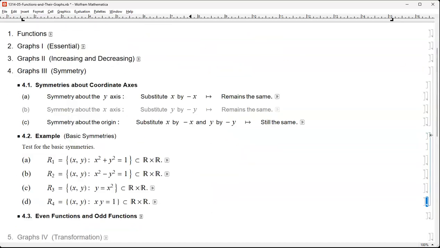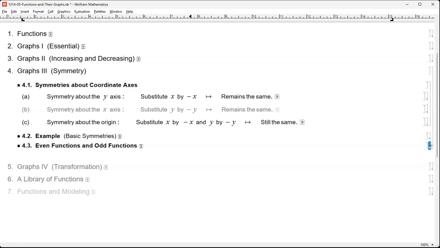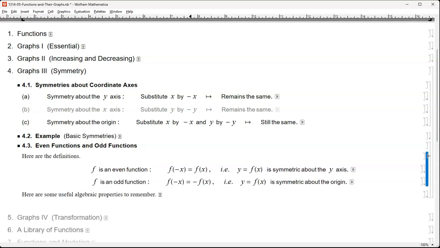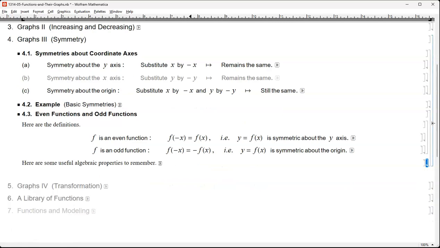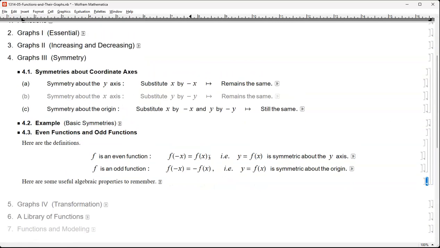Well, but those are for relations. How about functions? Okay, all right. Replace x by negative x, and in the end, still the same. Yeah, we stay at y equals f of x. It falls into this category here. Replace x by negative x and it remains the same. So symmetric about the y-axis.